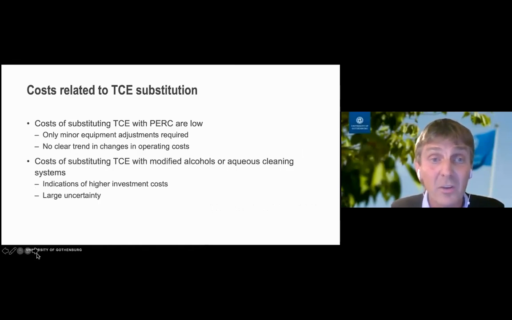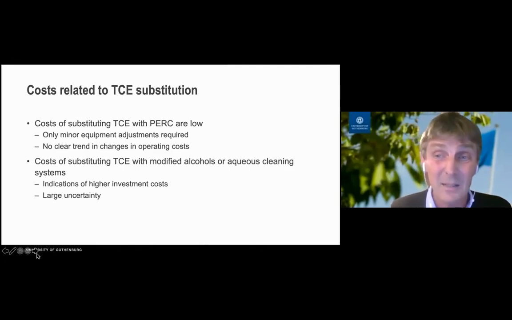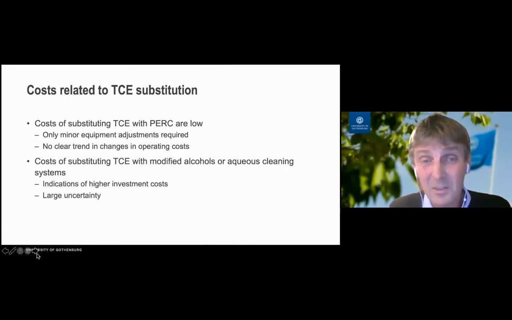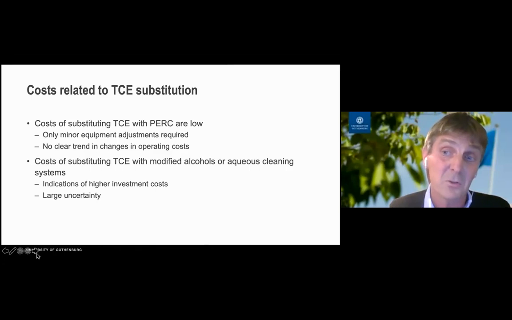And we find that the cost of substituting TCE with perchloroethylene is low. You basically only need to do minor equipment adjustment. So you can continue to use the same machine as before. And also when it comes to operating cost, there are no big differences, a little bit higher energy costs, but no really big differences. But when you substitute TCE with modified alcohols or aqueous cleaning systems, we find indications of much higher cost if you invest in new machinery, of course. But it also depends a lot on how many cleaning steps, the nitty gritty on the cleaning quality, et cetera, that you need.